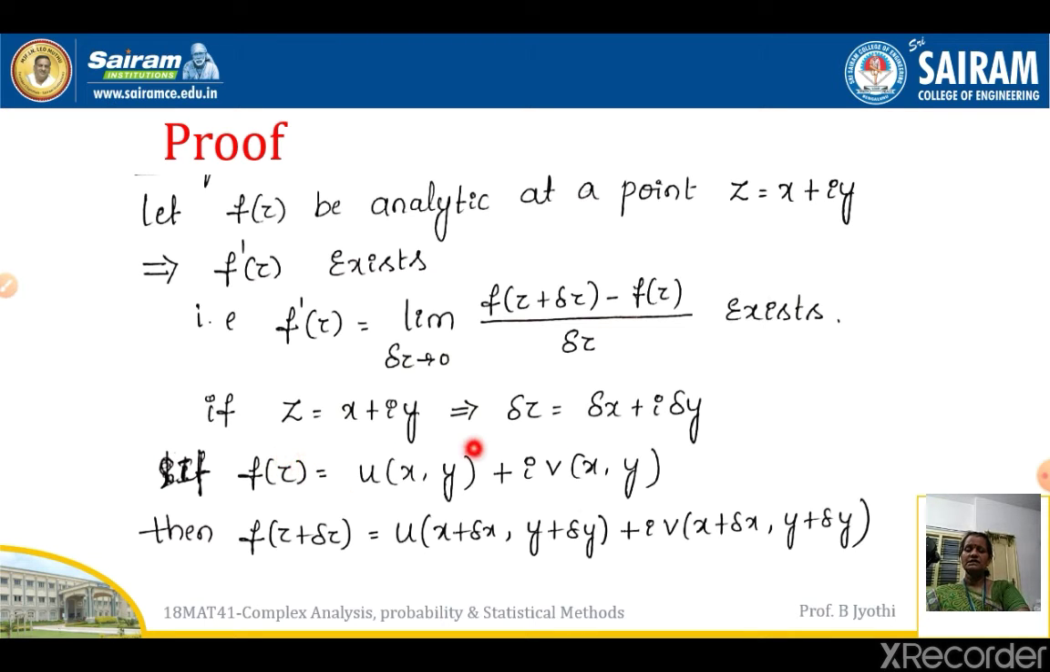If z is x + iy, then delta z will be delta x + i delta y. So f(z) is given by u(x,y) + i v(x,y) in terms of u and v. Then f(z + delta z) will be u(x + delta x, y + delta y) + i v(x + delta x, y + delta y), where delta x and delta y are the corresponding increments of x and y when z is incremented with delta z as a small increment.